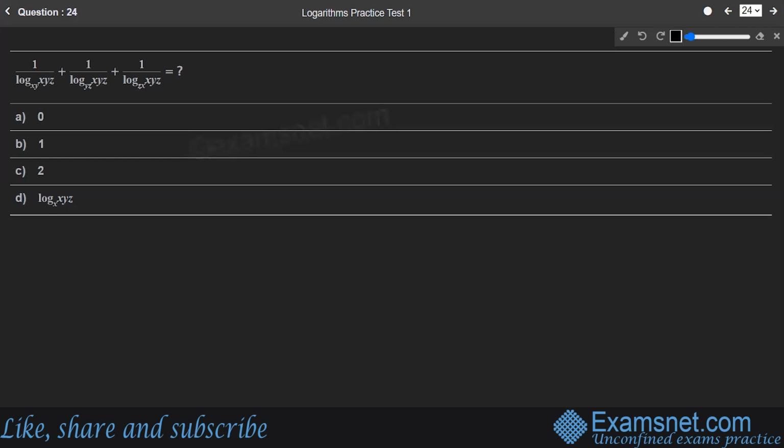Now, 1 upon log base xy of xyz, plus 1 upon log base yz of xyz, plus 1 upon log base zx of xyz is equal to what? Okay, so we have a similar problem here. The base of each log is different. That is the limitation of log. You cannot operate two logs together unless the bases of the logs are the same. If we don't have the same base, we try to manipulate them and make them like that. For that we need some property. There is a property which says log of b base a can be written as 1 upon log of a base b.